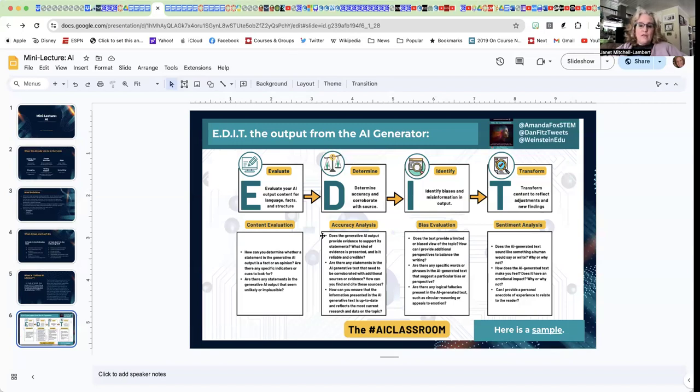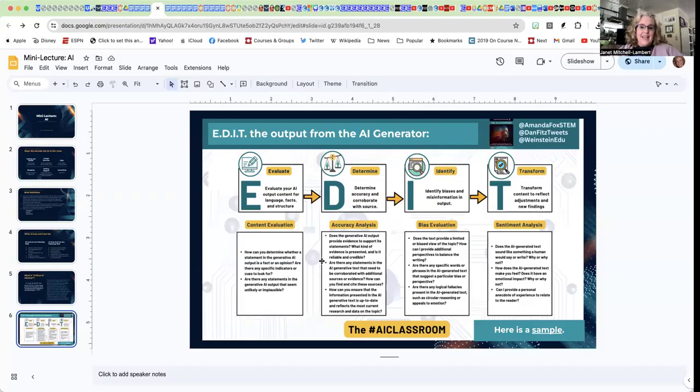Does the generative AI output provide evidence to support its statements? What kind of evidence is presented? Is it reliable? Is it credible? So can you find it elsewhere and you've seen it multiple times? And who's sharing that information? What do they have to gain by that? Are there any statements in the AI-generated text that need to be corroborated with additional sources or evidence?